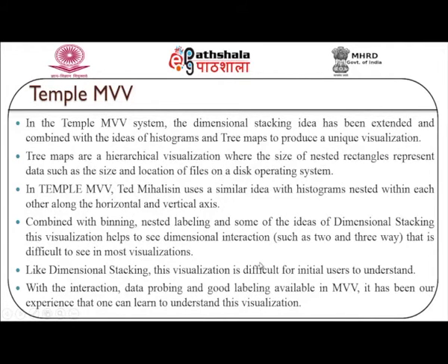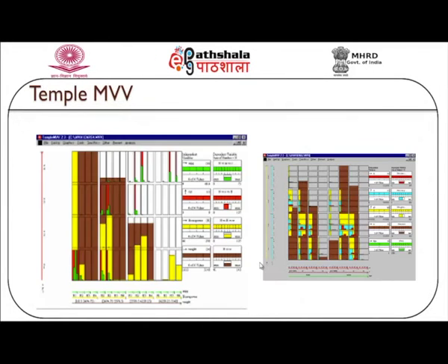In TempleMVV, Ted Michelson uses a similar idea with histograms nested within each other along the horizontal and vertical axis. Combined with binning, nested labeling and some of the ideas of dimensional stacking, this kind of visualization helps to see dimensional interactions, such as 2 or 3-way interactions, that are difficult to see in most visualizations. Like dimensional stacking, this visualization is difficult for initial users to understand. With the interaction, data probing and good labeling available in TempleMVV, it has been our experience that one can learn to understand this kind of visualization.